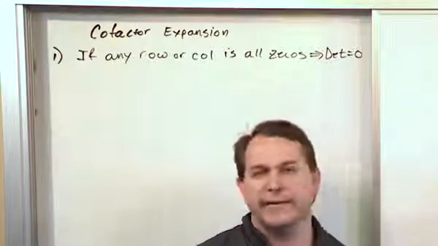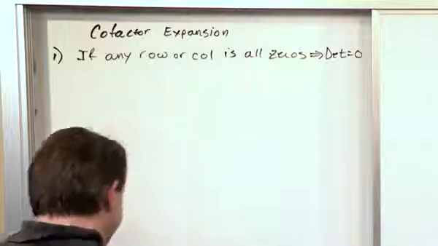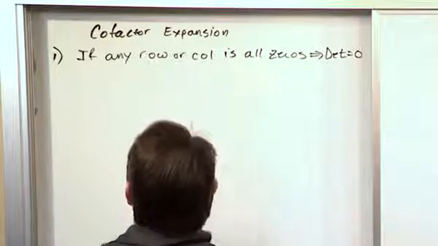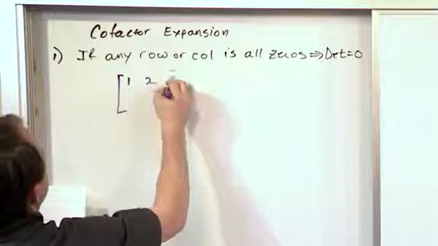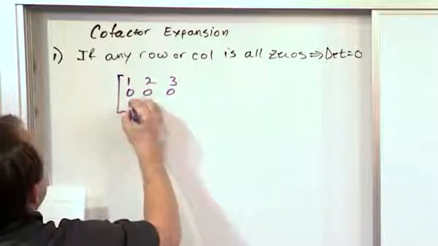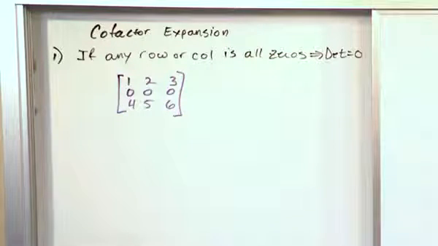You might file it away and say, okay, great. But you may not think much about it, like why? Well, let me show you real quick. Just give you a quick little thing, and then you'll probably remember it. What if you have something like 1, 2, 3, 0, 0, 0, 4, 5, 6. This is our matrix, and we want to find the determinant of this matrix.